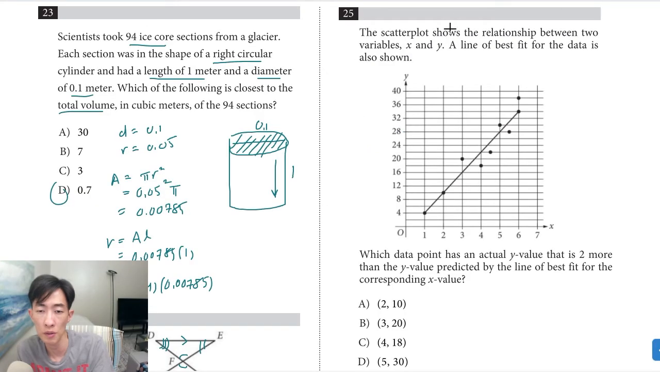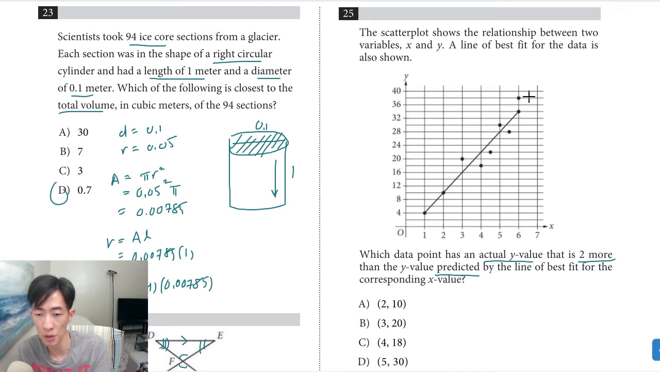Question 25, the scatter plot shows the relationship between the two variables x and y. A line of best fit is shown. Which data point has an actual y value that is 2 more than the y value predicted by the line? All right, so what does that mean? We're looking for a dot that's 2 above the line, because that would be 2 more than what's predicted. So very quickly, we look at the scale. Each single bar, vertically speaking, is worth 2 because it goes from like 0 to 4.